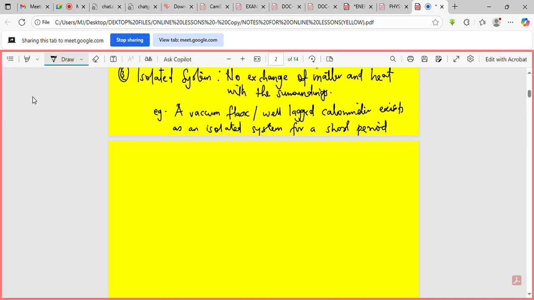Already you know what heat is. We said that heat is a form of energy that moves from one place to another as a result of temperature difference. Another terminology you must have heard.